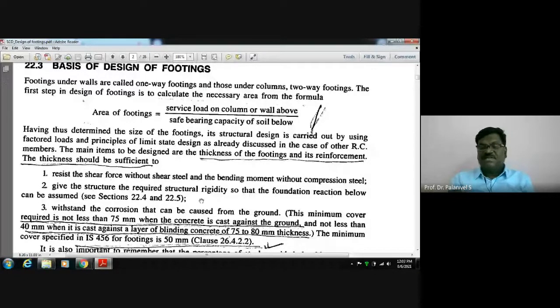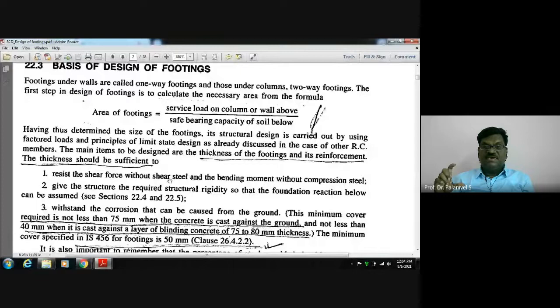The next important step is to determine what should be the depth, that is, the edge depth of the footing. Sometimes the footing may be a flat footing or a sloped footing. That's why the edge thickness is important. What should be the edge thickness, or say thickness, of the footing? The thickness should be sufficient to, very important, in what consideration do we determine the thickness of footing now?